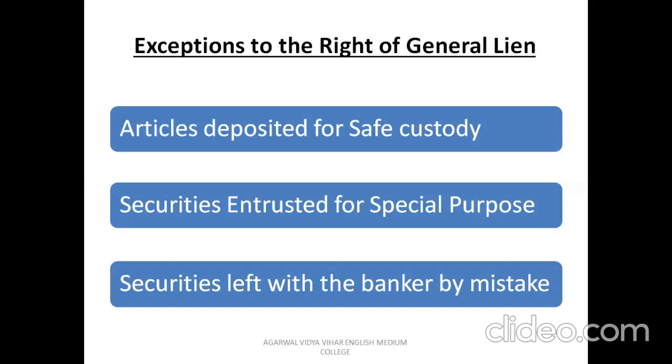And the third is when the customer forgets to pick up the security, property papers or any documents at the premises of the bank. The customer forgot some of the important valuables at the premises of the bank or with the banker. At that time, the customer left the securities by mistake. So the banker cannot exercise the right of general lien on that type of property even though the debt is due. Clear? So these are all the exceptions where the banker is not able to exercise the right of general lien.